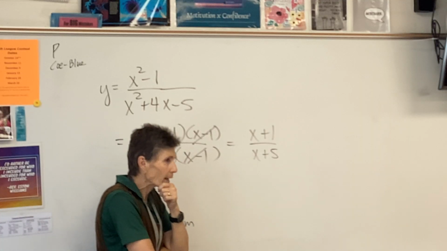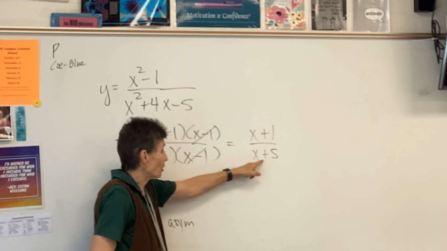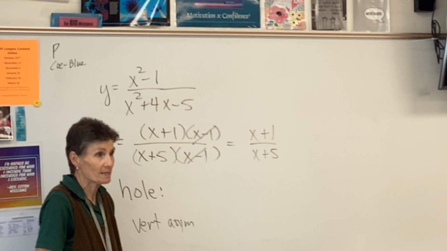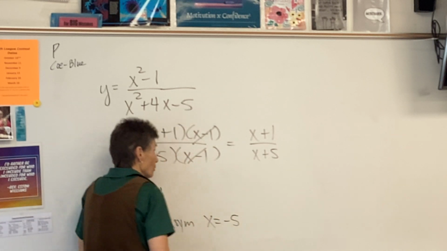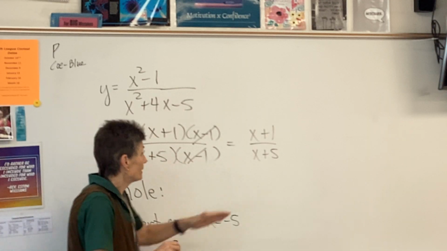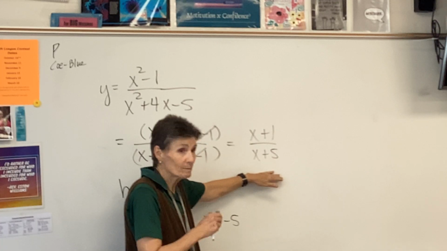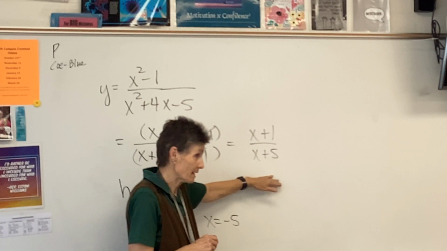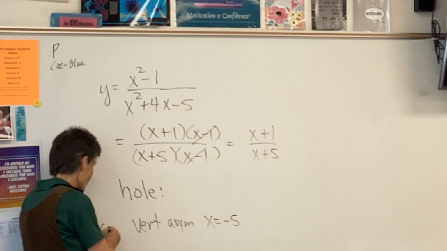Now where is the vertical asymptote? Be careful. This is the only thing I have in the denominator, and vertical asymptotes come from the denominator. So the vertical asymptote is x equals -5, because that can't be 0. What would make it 0? -5. X can't be -5. That's your vertical asymptote.